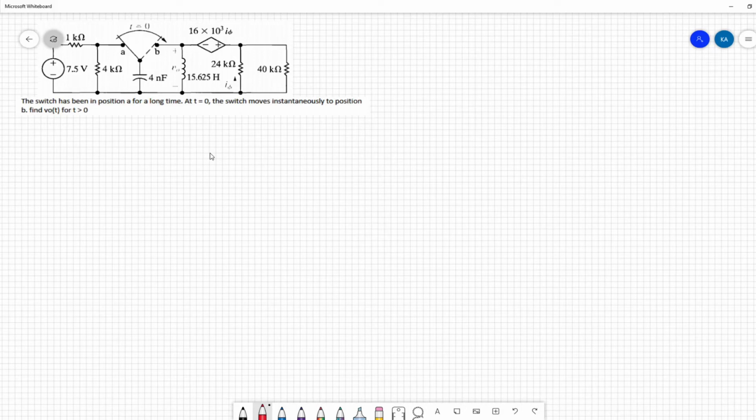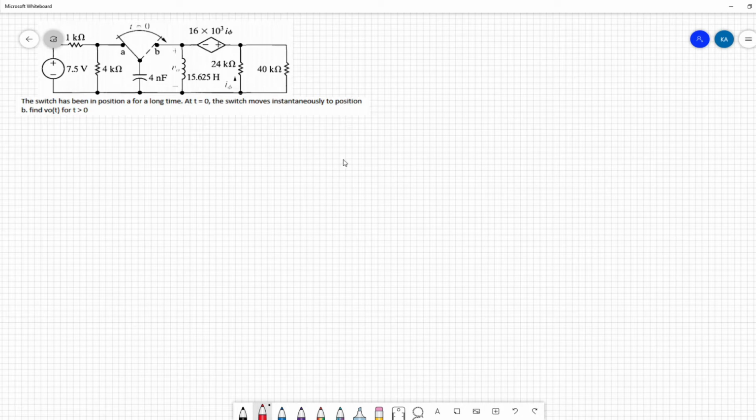So the next example, we have this circuit. The switch has been in position A for a very long time. At t equals 0, the switch moves instantaneously to position B. Find Vo of t for t greater than 0.